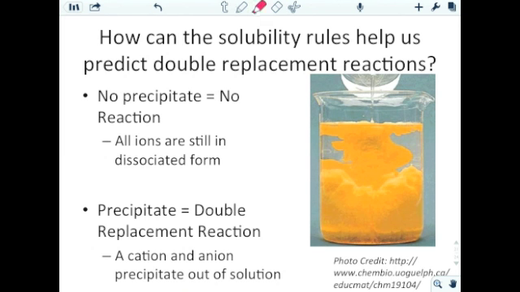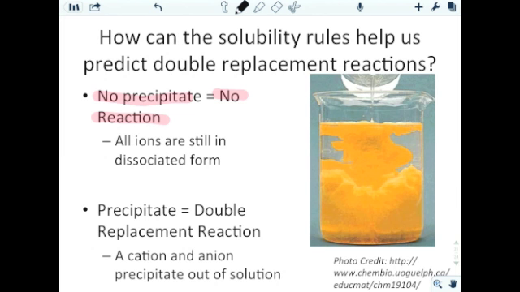What this boils down to is that if there's no precipitate, there is really no reaction. All ions are still in the dissociated form. So if no precipitate forms, we don't actually have a reaction. They're just floating around in solution in their dissociated forms, what they break up into. Does anything happen? No, not really. It's not really a chemical reaction. No new product is being formed.